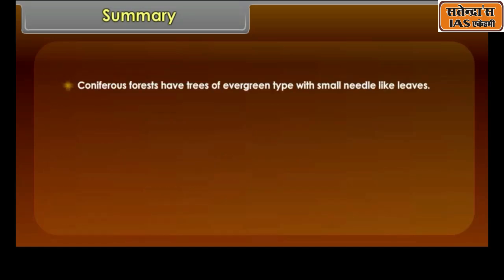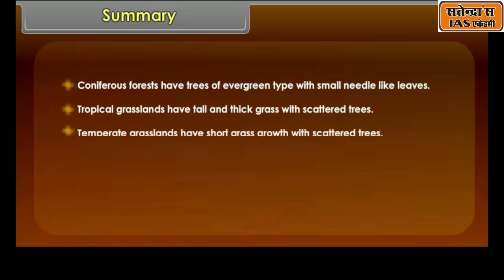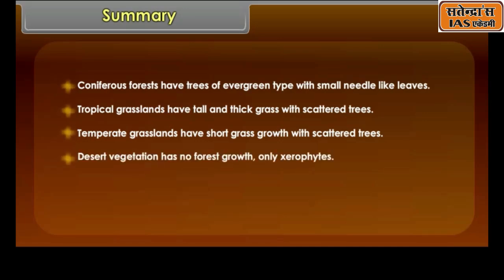Coniferous forests have trees of evergreen type with small needle-like leaves. Tropical grasslands have tall and thick grass with scattered trees. Temperate grasslands have short grass growth with scattered trees. Desert vegetation has no forest growth, only xerophytes. Tundra vegetation has short-statured plants and trees.